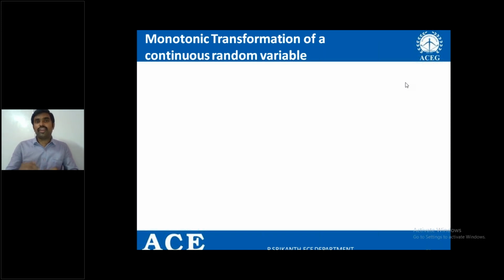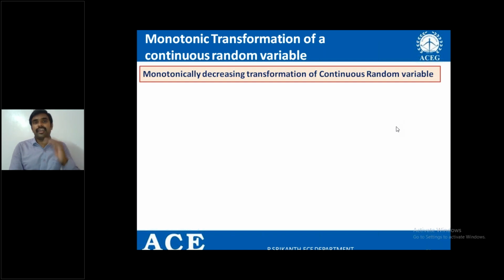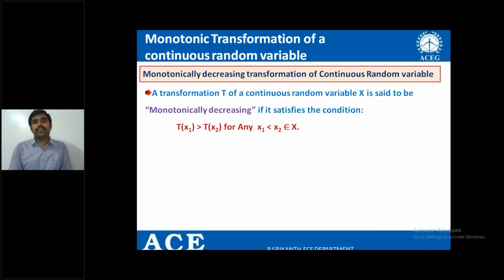Now we are moving into the other one, that is monotonically decreasing transformation of a continuous random variable. How do you write this one? A transformation T of a continuous random variable x is said to be monotonically decreasing if it satisfies the condition T of x1 greater than T of x2 for any x1 less than x2, which are elements of the random variable x.